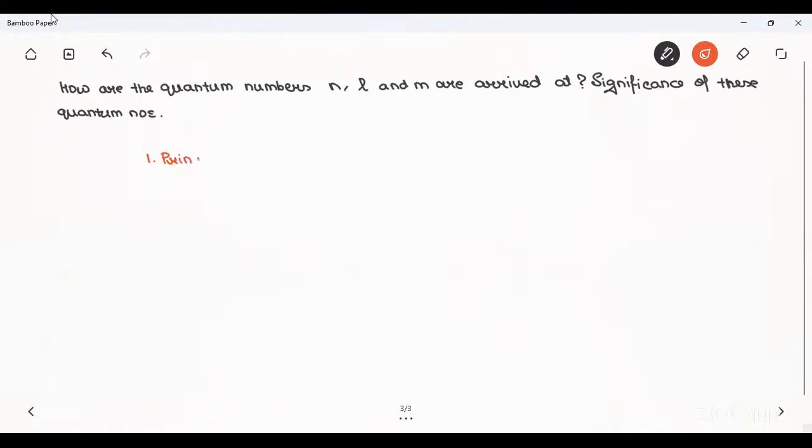One is the principal quantum number, which is n. Second is the azimuthal quantum number, which is l. And third is the magnetic quantum number, which is m. Okay, n, l, m.